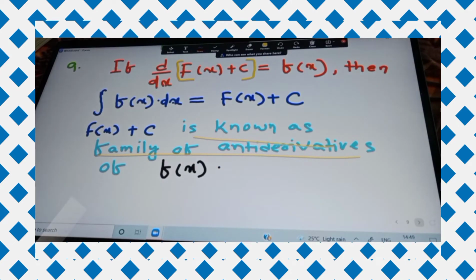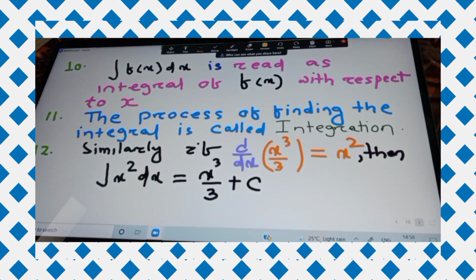So if the derivative of capital Fx plus c is equal to small fx, then you can write the integration of small fx dx is equal to capital Fx plus c, where capital Fx plus c is known as the family of antiderivatives of the function small fx. Integration of fx dx is read as the integral of fx with respect to x. The process of finding the integral of a function is called integration.